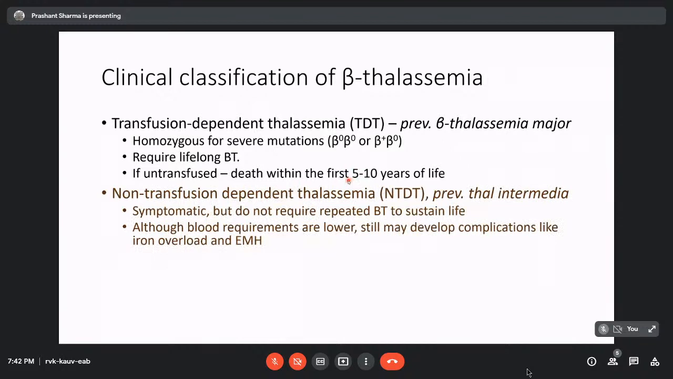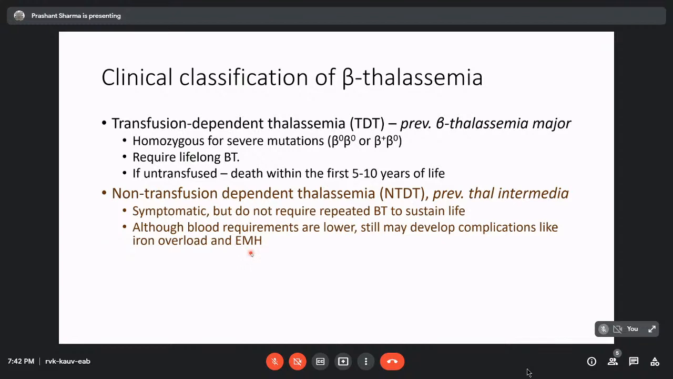Then we have a group of patients. These are less common than the transfusion-dependent ones, and these are called non-transfusion-dependent thalassemias. Previously, they were called thalassemia intermedia. Now, these patients are symptomatic, but the key difference from TDT is that they do not require repeated transfusions to sustain life. They may require intermittent transfusions, but they should not be dependent on them simply to survive. Although blood requirements are lower, these patients are not asymptomatic. Remember, they may still develop complications, especially iron overload and extramedullary hematopoiesis.